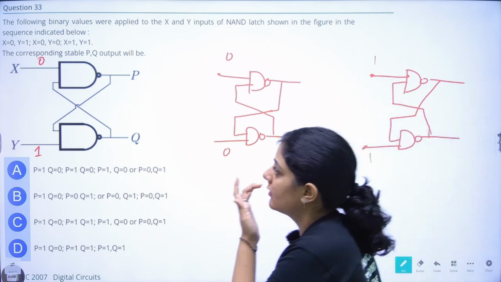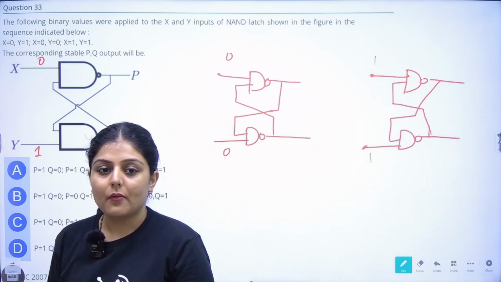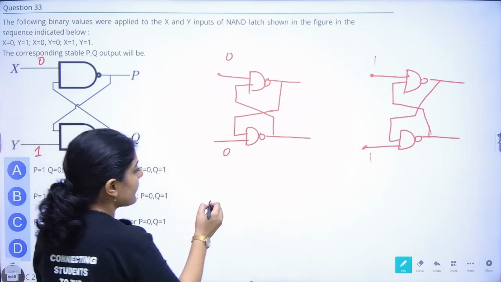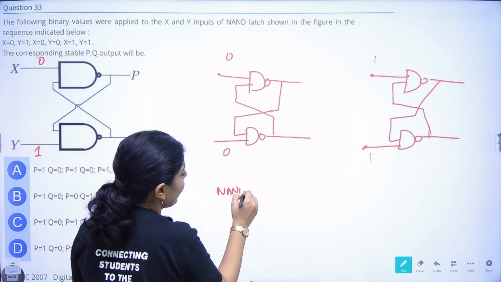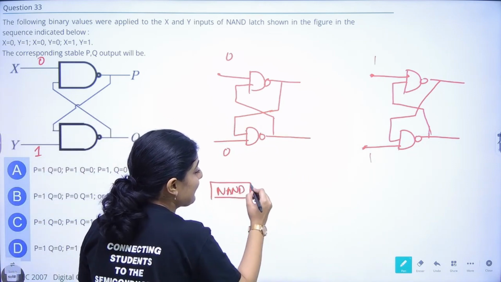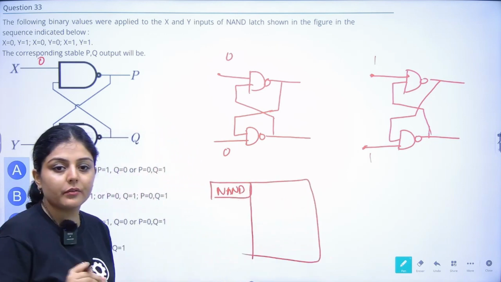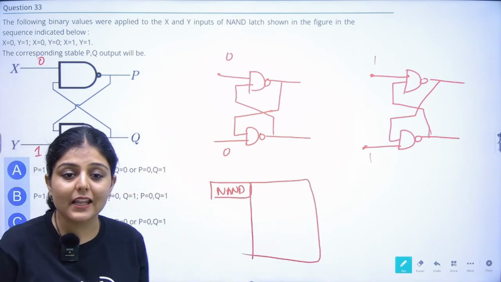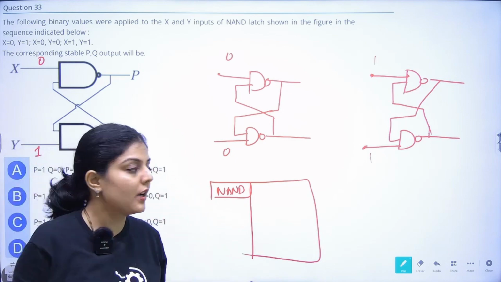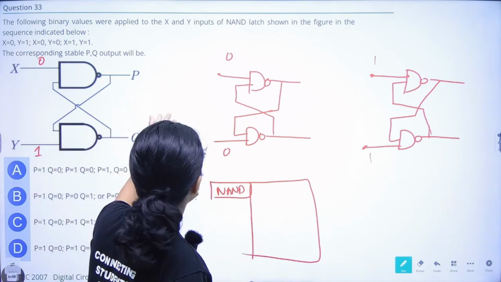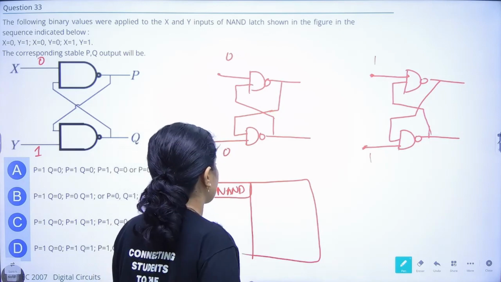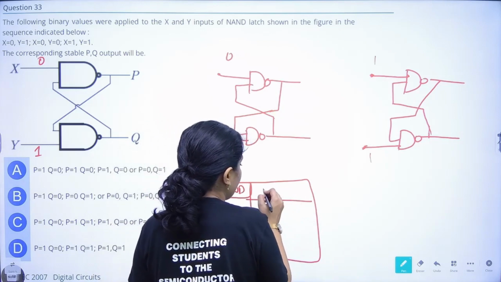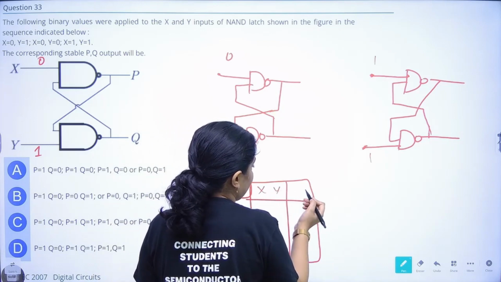Okay, so now we have to find out the corresponding values. Again, I'm drawing the NAND truth table. I'm drawing them again and again so that you just remember them. There is no need to draw them separately in your examination. You just remember that. Right? Well, anyways, maximum inputs are covered in this case. Okay, X, Y, and output.